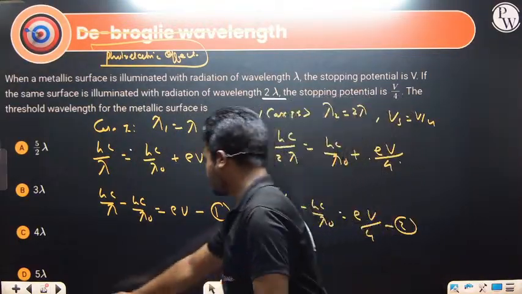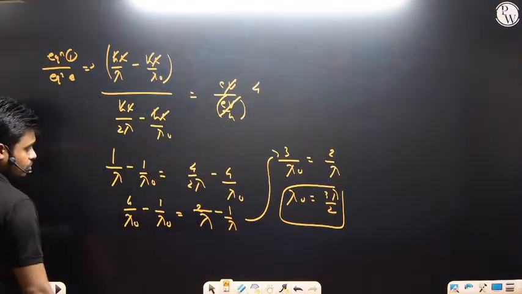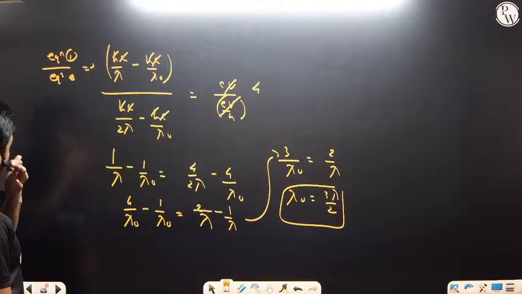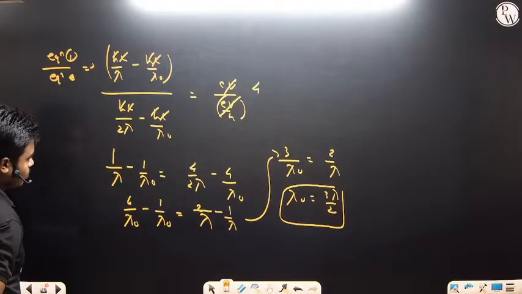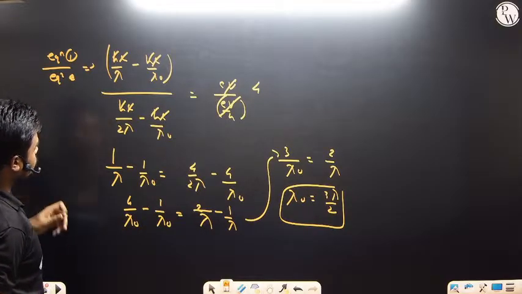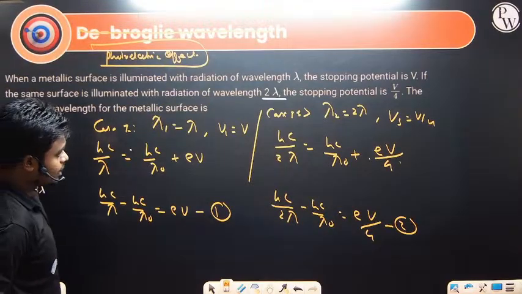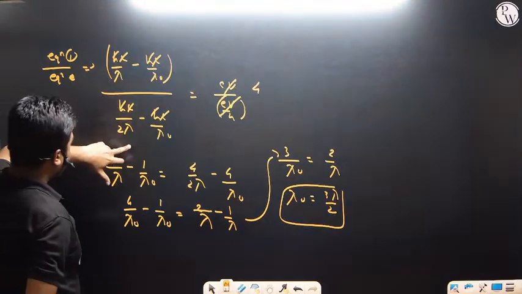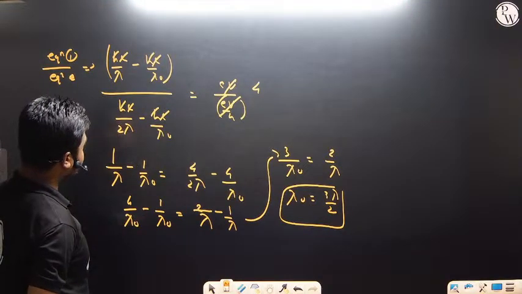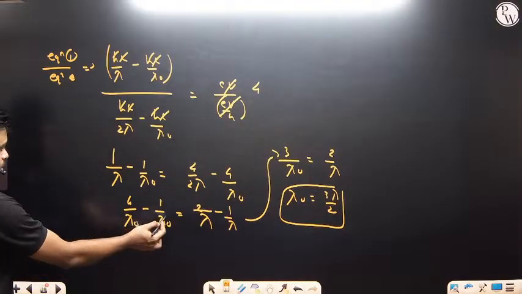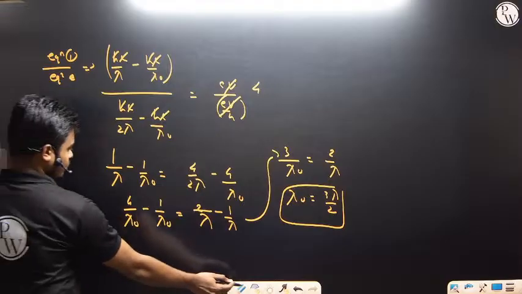That is the threshold wavelength. Just a second. So this one is getting minus, this will come to this side and become plus, 1 by lambda minus 1 by lambda naught, 4 by 2 lambda minus 4 by lambda naught. This is Hc by lambda naught plus eV by 4. This will become 4 times 1 by lambda minus 1 by lambda naught. Just a second.